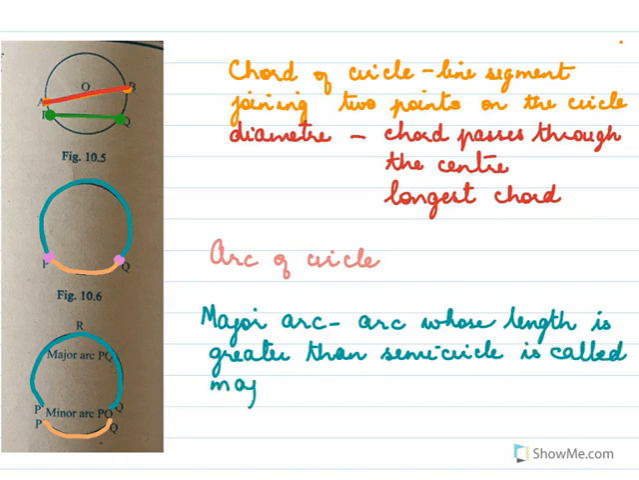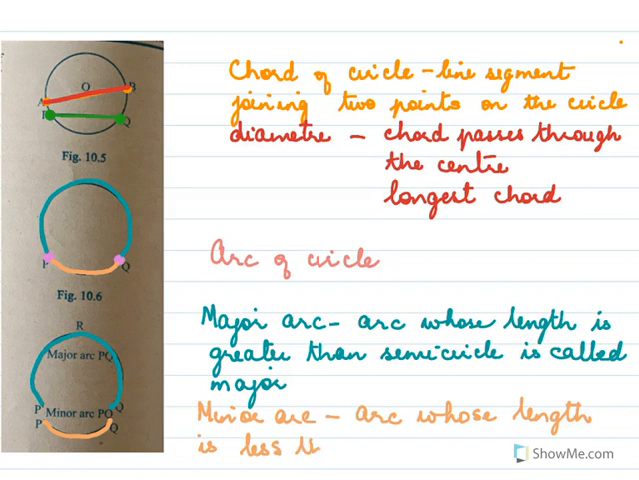And minor arc is an arc whose length is less than semicircle. It is called minor arc. Here this is major arc.